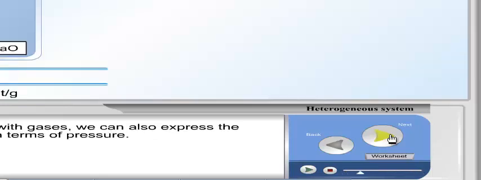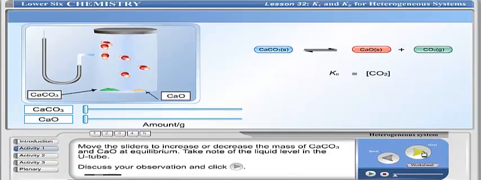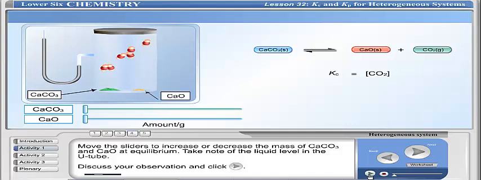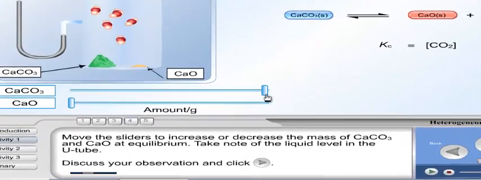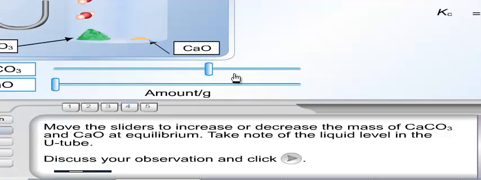Since we are dealing with gases, we can also express the equilibrium equation in terms of pressure. Move the sliders to increase or decrease the mass of CaCO3 and CaO at equilibrium. Take note of the liquid level in the U-tube. Discuss your observation and click Next.